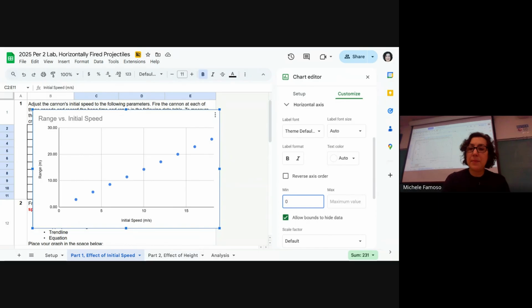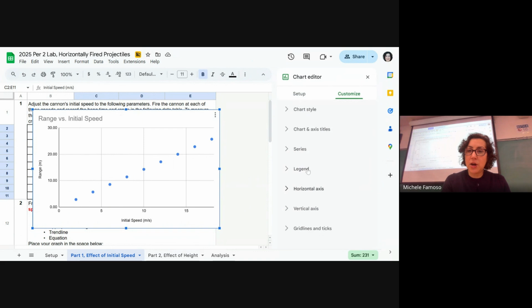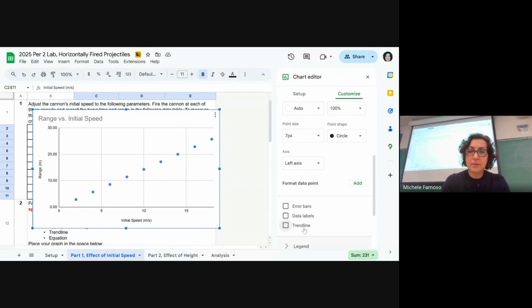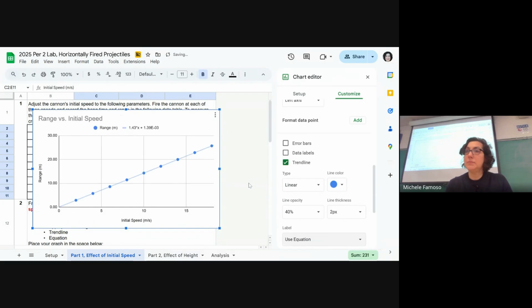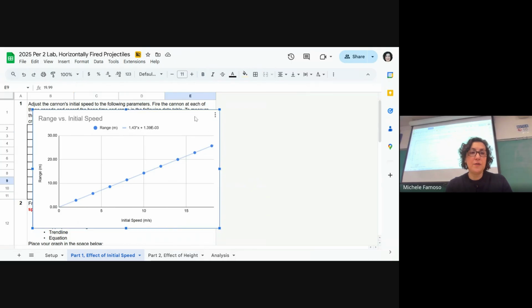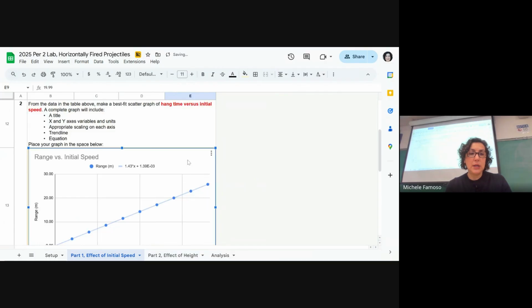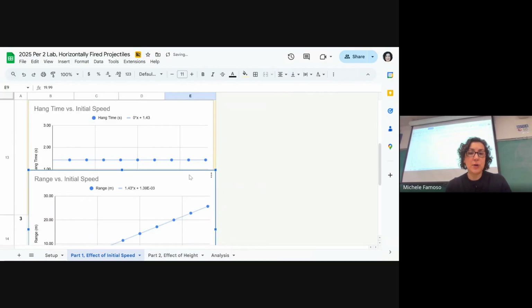Okay, so now that we have that minimum value of 0 there, let's now collapse that. Let's add our trend line under the series option. Linear is the default. Does that look like a good fit? Yeah. Okay, so let's add the equation to that for the label. And that graph is complete. We can now click off of that, click on your graph, and drag it down into the space for question 3 on this tab.